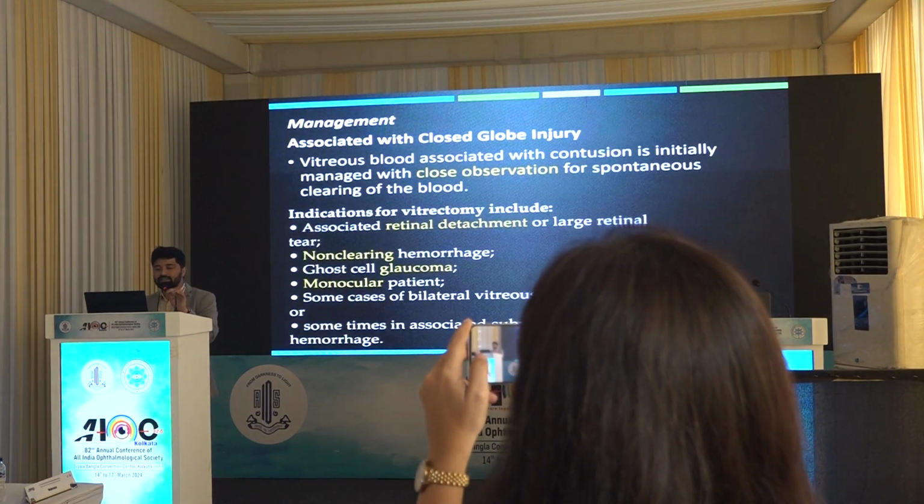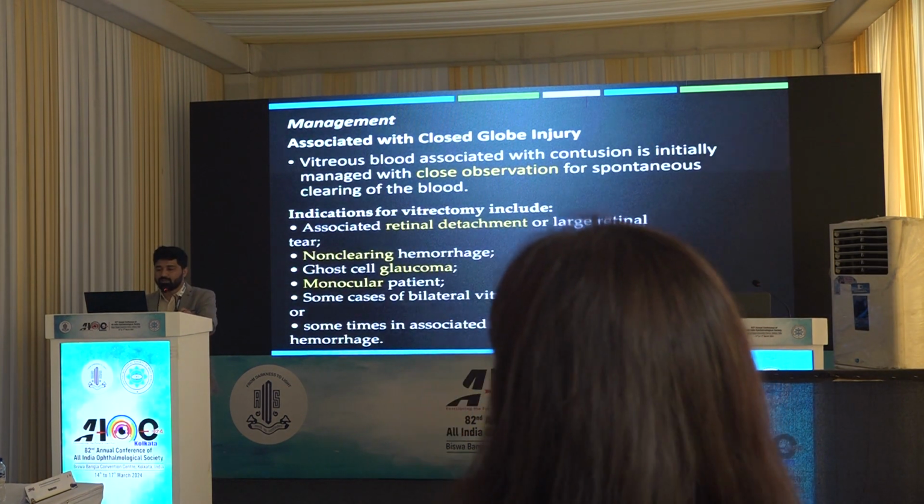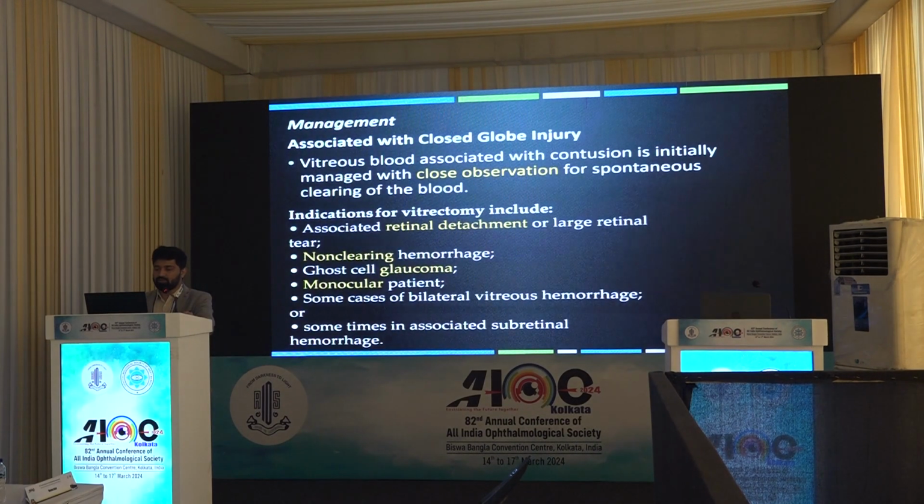So how do you manage this? Vitreous blood associated with closed globe injury is usually managed with close observation for spontaneous clearing of the blood. That's what we do. Usually we wait a minimum of 1 month for it to clear. But in between, warn the patient about the possible complications. We do vitrectomy only if there is an associated retinal detachment.